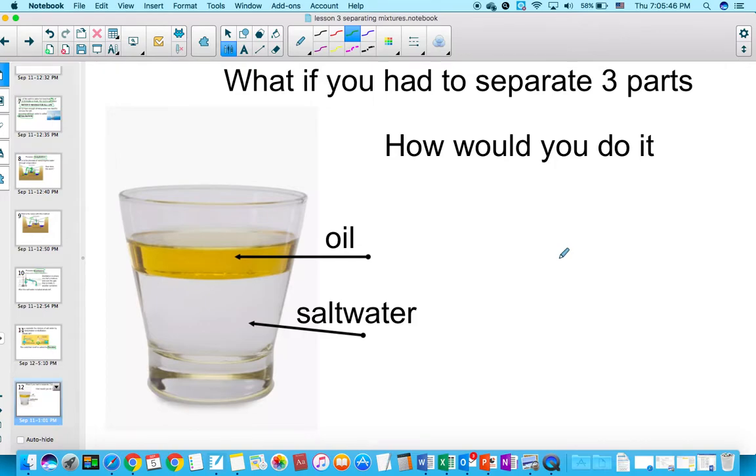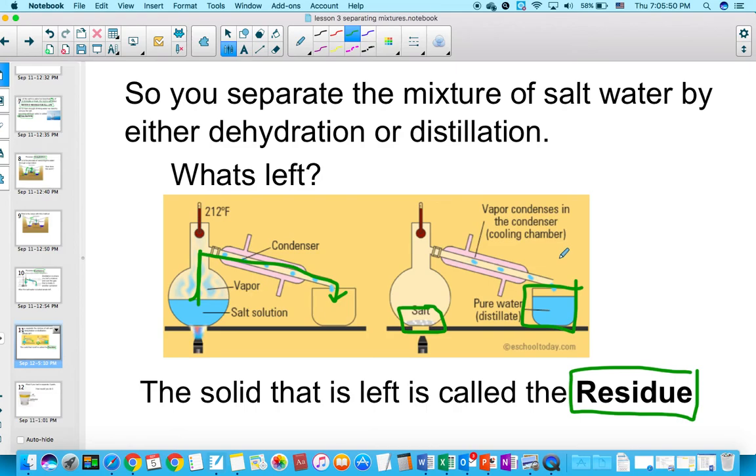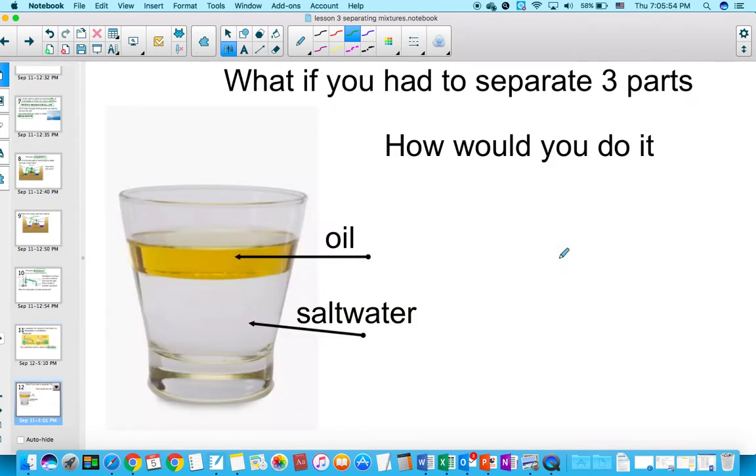So what if you had to separate three parts? In the previous situation, we had distillation of salt water, of just salt and water. What if you had salt water and oil? How could you separate oil and salt water? I'll now give you just a couple seconds to think about that as I will go over this in just a moment.